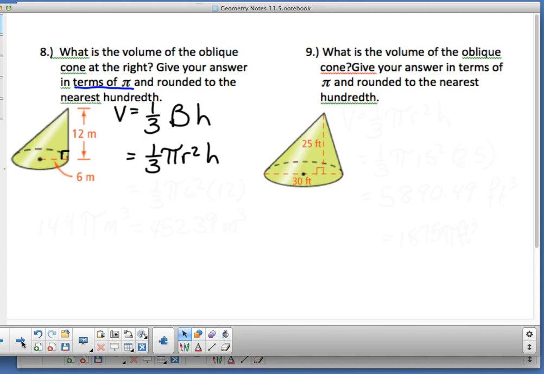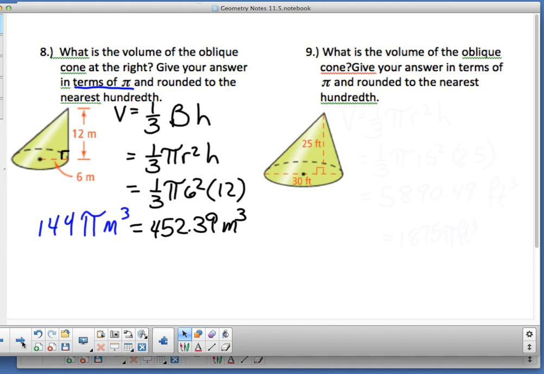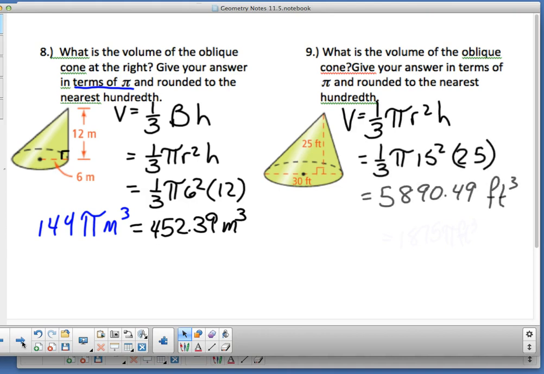Okay, we're going to check these answers, and then I'm going to tell you what we're going to do next. Are you okay with 452.39? If I did it in terms of pi, it would be here, in terms of pi, rounded to the hundredth. Any questions? And the next one, in terms of pi: 1,875 pi feet cubed. Are we doing okay?